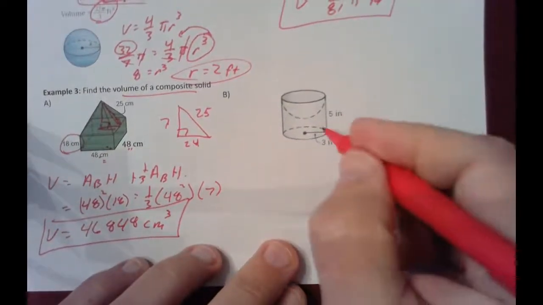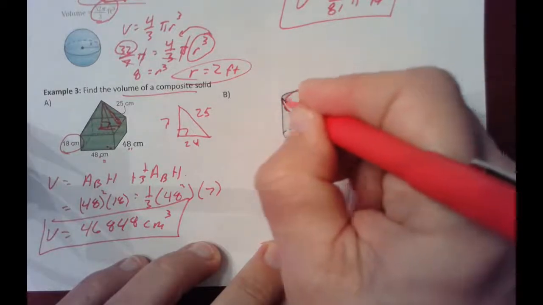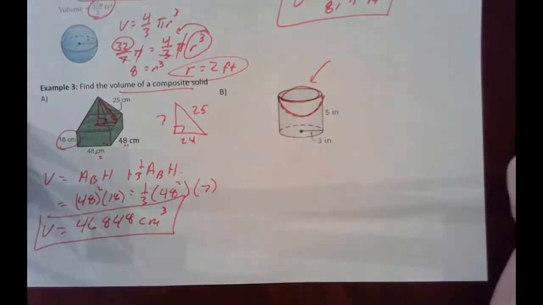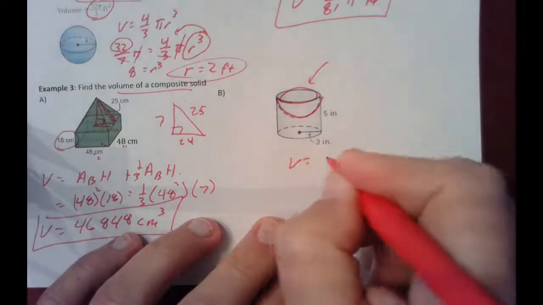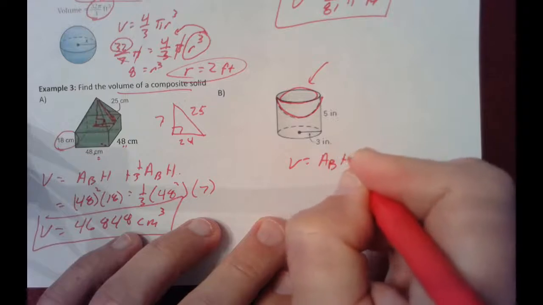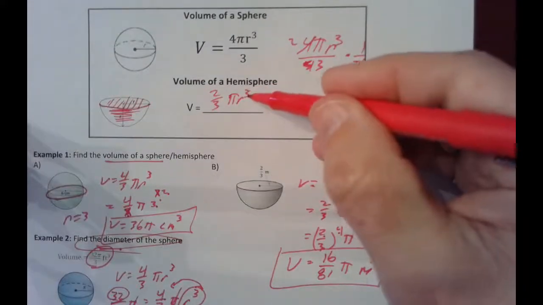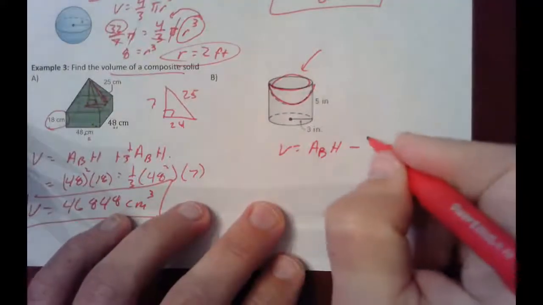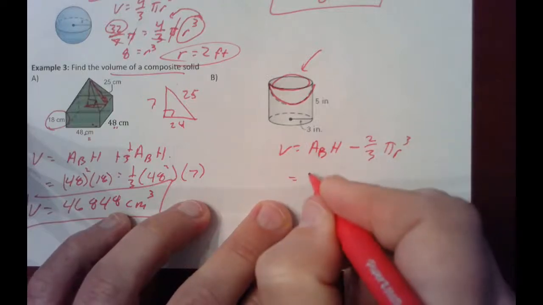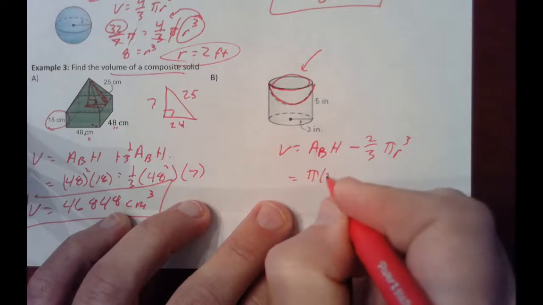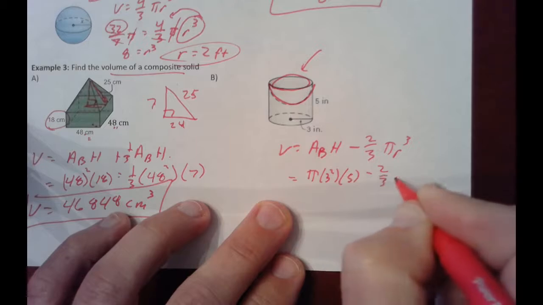Alright, composite solid here. So we've got a cylinder, but we've cut this part out. Maybe you're going to put some sort of liquid in there or something. I don't know. So then my volume is the volume of my cylinder, area of the base times the height, minus the volume of my hemisphere. Don't forget, we've got the formula up top still: 2/3 pi r cubed. So I've got pi r squared h minus 2/3 pi r cubed.